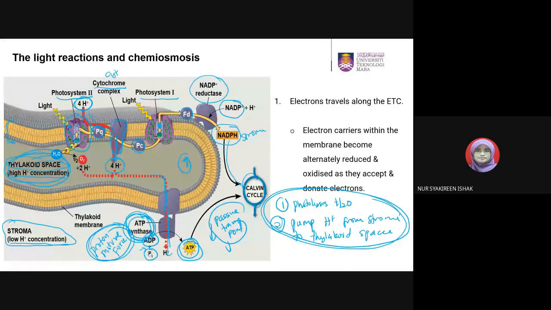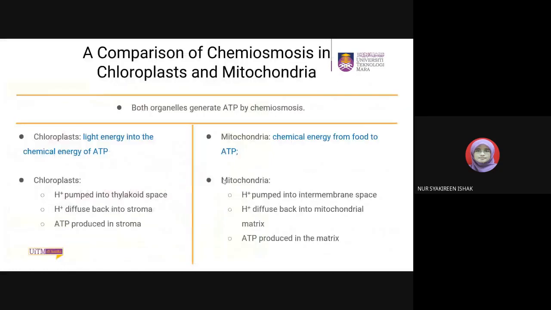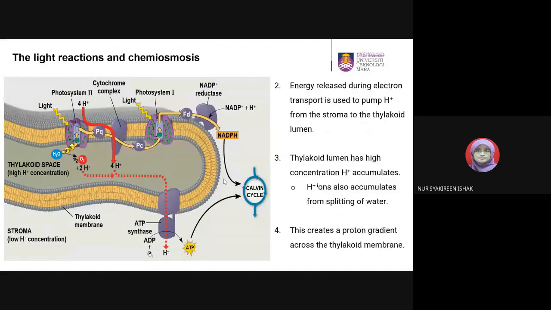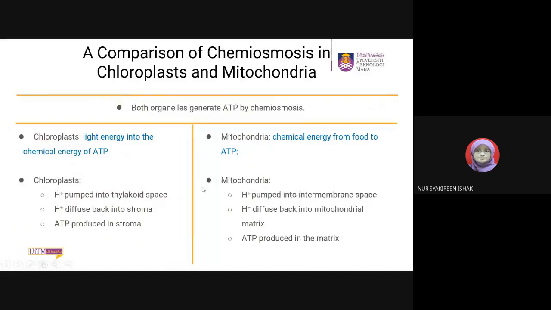Okay, so itulah dia. Itu adalah chemiosmosis. So saya dah terang dah semualah. Alright. So comparison of chemiosmosis in chloroplasts and also mitochondria. So both organelles will undergo chemiosmosis to synthesize ATP molecules. Okay, both organelles generate ATP by chemiosmosis.